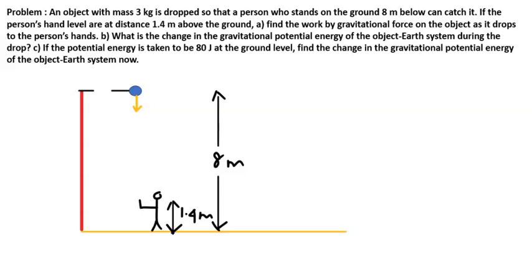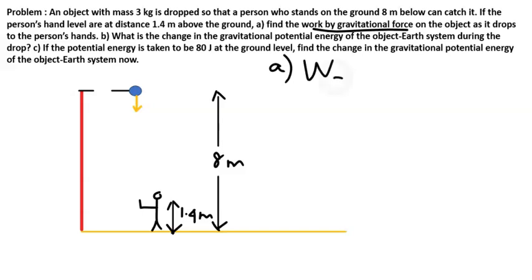If the person's hand level is at a distance of 1.4 meters above the ground, note above the ground, find the work by gravitational force on the object as it drops to the person's hands. So let's do part A. We want to determine the work done by gravitational force.